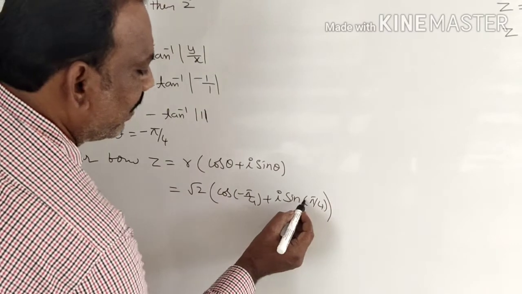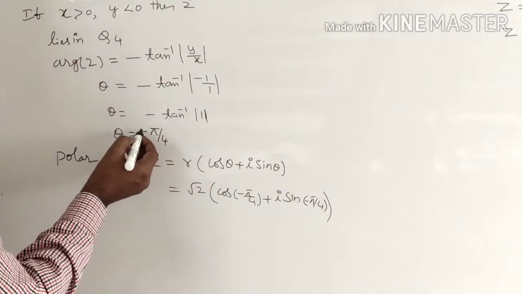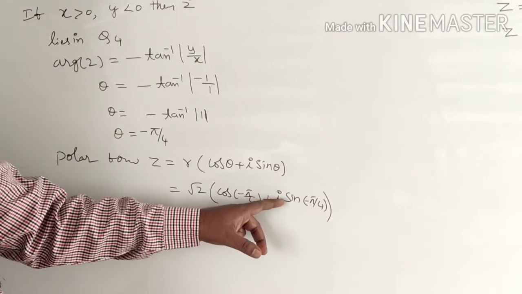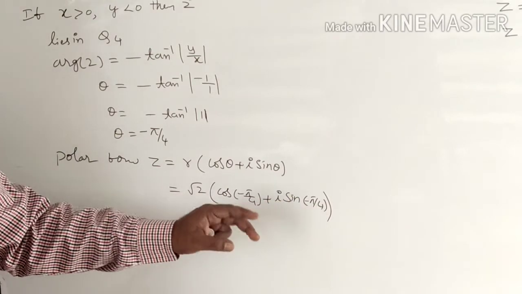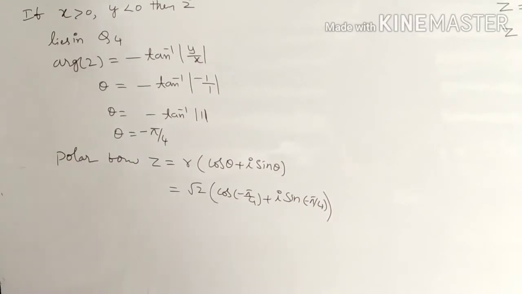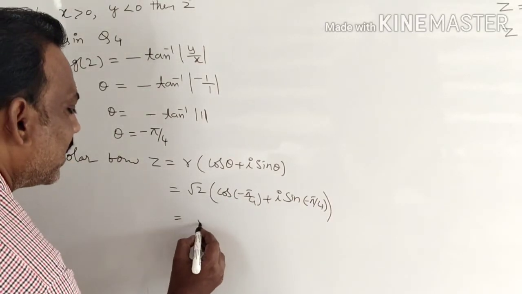Sorry, minus pi by 4. We got here argument is minus pi by 4. That's why cos of minus pi by 4 plus I sin of minus pi by 4. You can simplify more also. In trigonometry, cos of minus theta is plus cos theta.